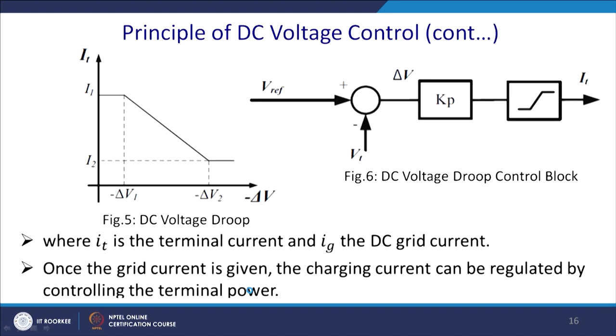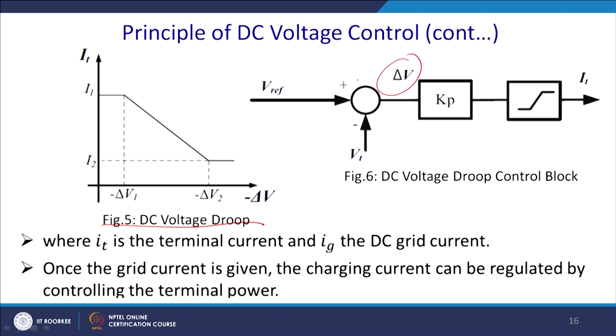So, the principle of the DC microgrid voltage control: there is no need of frequency and reactive power, real power control. This is the droop control. We have seen the droop control in case of the frequency control in the AC microgrid. Here we can apply the same concept, but it is quite easier. It does not have a VCO and all those things. You can directly feed VRF and VT.